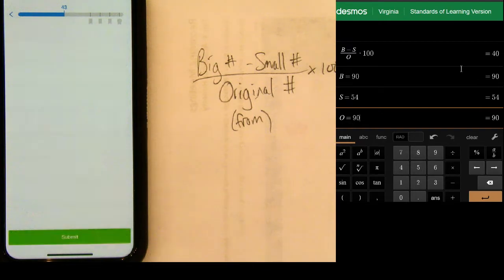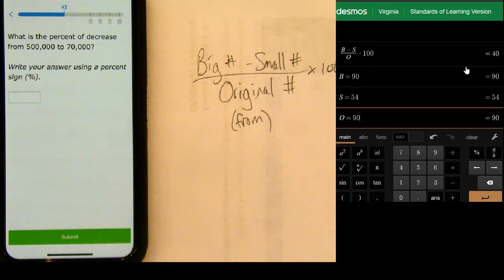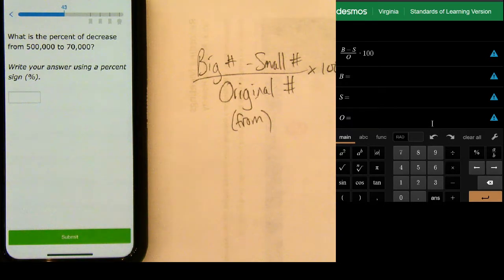For the next one, it says what is the percent of decrease? We don't even have to do that part. And it says from 500,000 to 70,000. So let's go ahead and undo. Even though these numbers are going to be big, that's real simple. You're going to make sure you include that percent sign. So it says big number. We have 500,000.